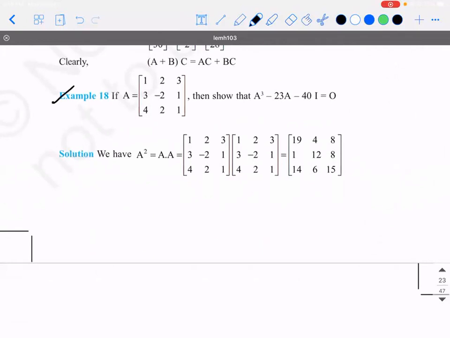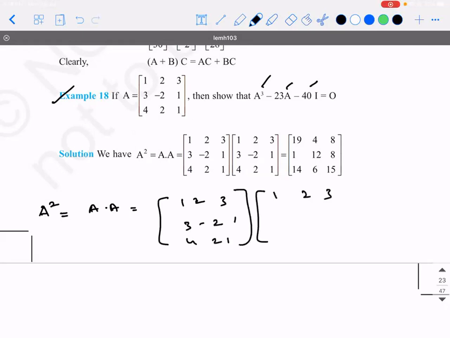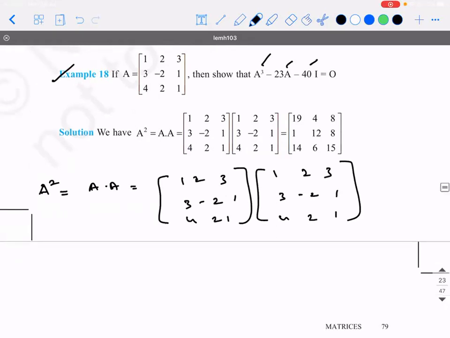A is equal to [1, 2, 3; 3, -2, 1; 4, 2, 1]. Show that A cube minus 23A minus 40I is equal to the zero matrix. So what is A square? A square is A multiplied with A itself, so it is [1, 2, 3; 3, -2, 1; 4, 2, 1] multiplied with [1, 2, 3; 3, -2, 1; 4, 2, 1]. What is A square now?